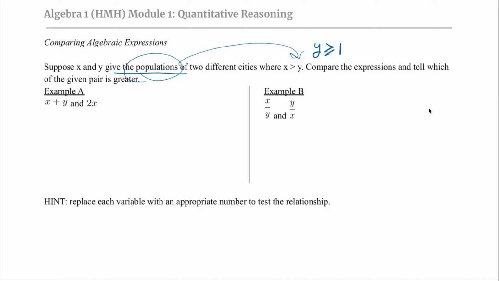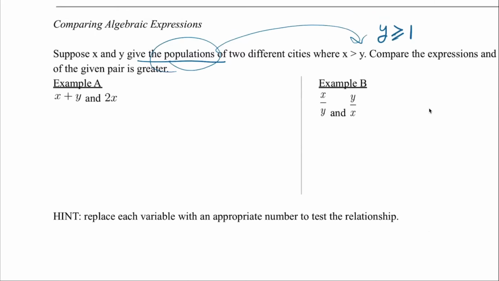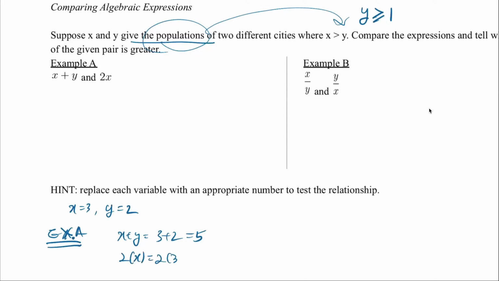Now the question is this. Which one's bigger? As the hint says down here, you could just make up a number, right? X could be 3 and y could be 2. If that's the case, in example A, x plus y is what? 3 plus 2, which is 5. Twice the x, which is twice the 3, is 6. That means 2x is bigger. Is there another way to do that?